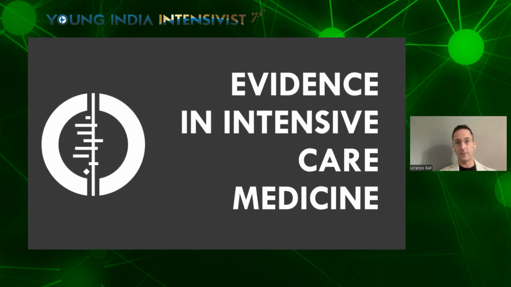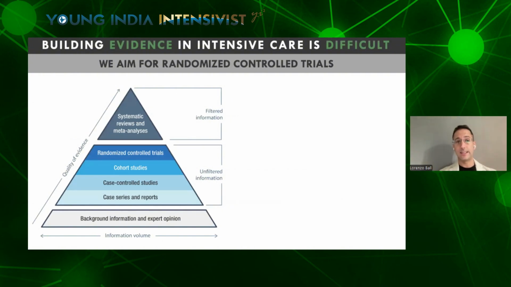So let's start from EBM, and let's start from reasoning, facing the fact that building evidence in intensive care medicine is becoming difficult. We aim for randomized controlled trials. We all have been shown this pyramid of knowledge in which on top are systematic reviews and meta-analyses, but the base on which systematic reviews and meta-analyses, which are those resulting in guidelines, recommendations, society statements, are mostly randomized controlled trials.